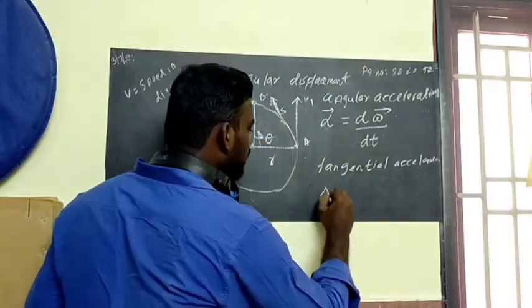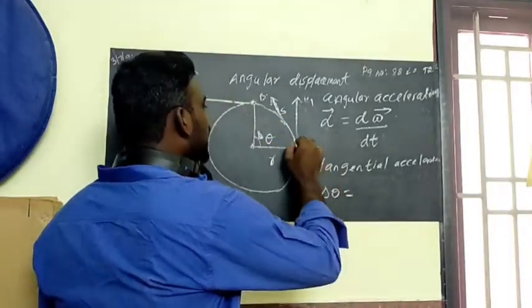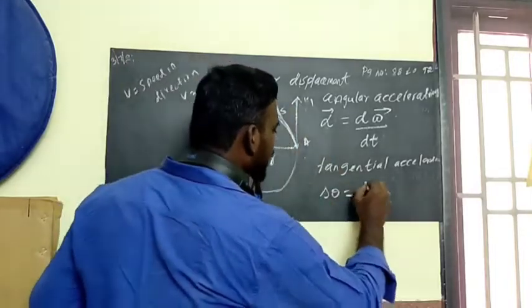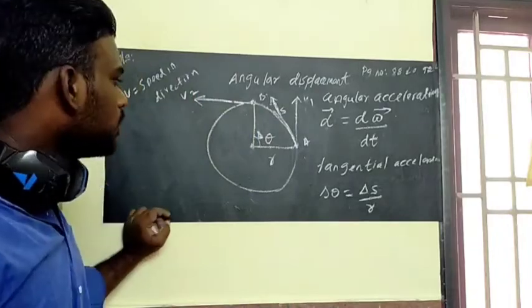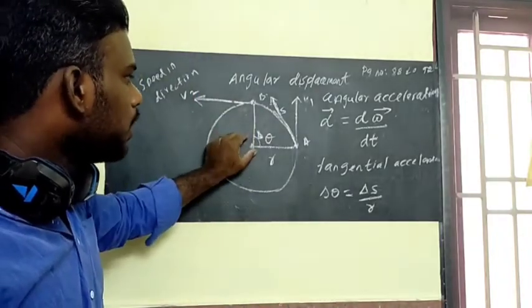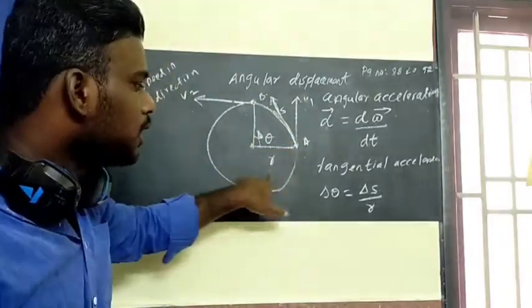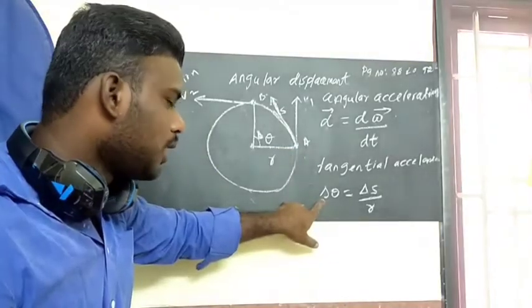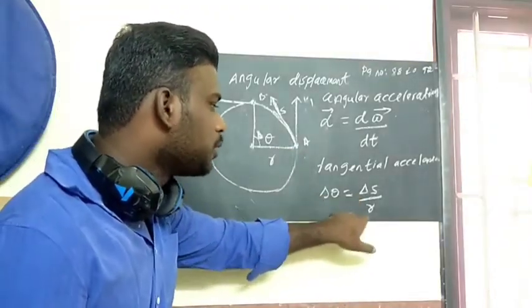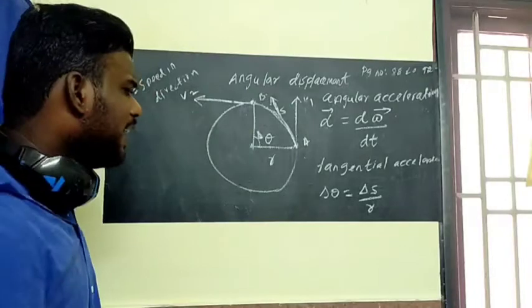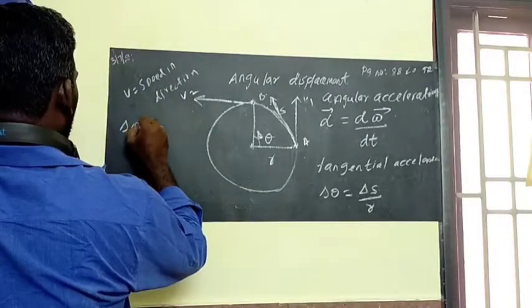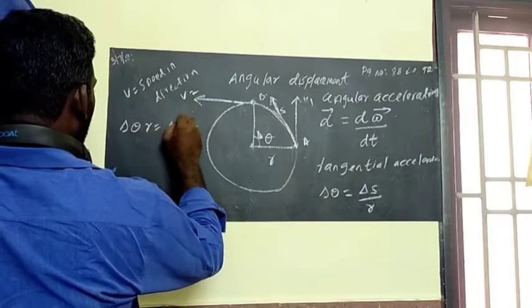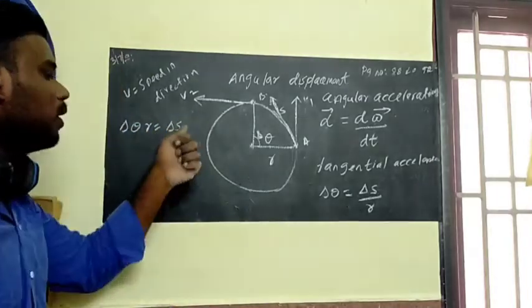So by using the concept, del theta equals the length between A and B, I can take del S divided by R, using the plane angle concept. What is the plane angle? Theta will be equal to arc length divided by radius. So here theta is del theta, that is equal to del S by R. From this I can write del theta into R equal to del S.